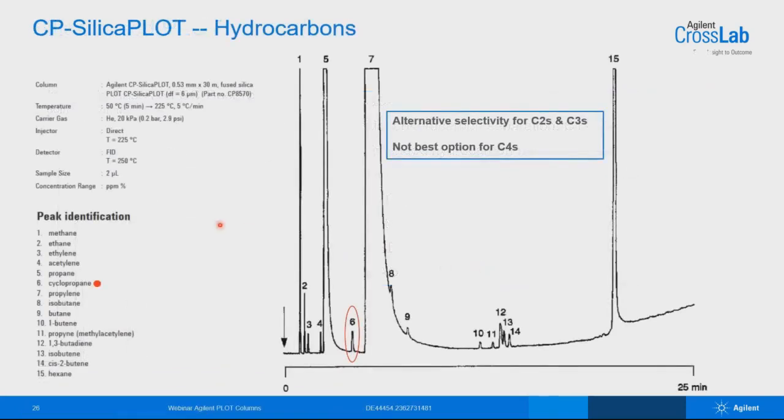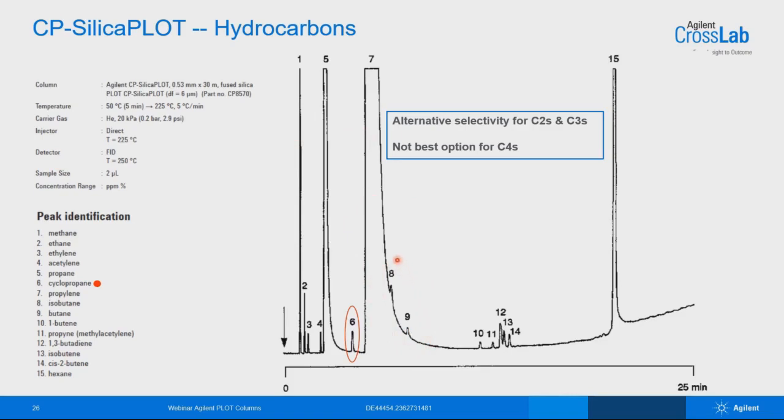So how does a porous silica-based PLOT column perform for hydrocarbon separations? In this slide we see an example of that. It's the analysis of propylene, and you can see the matrix clearly here right in the middle. Riding on the tail of the propylene are iso and normal butane. Not easy to quantify because of the tail.